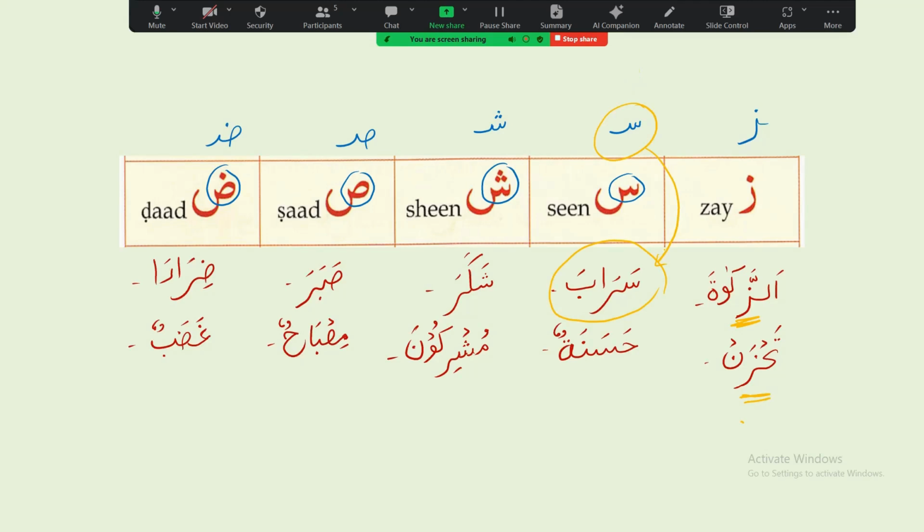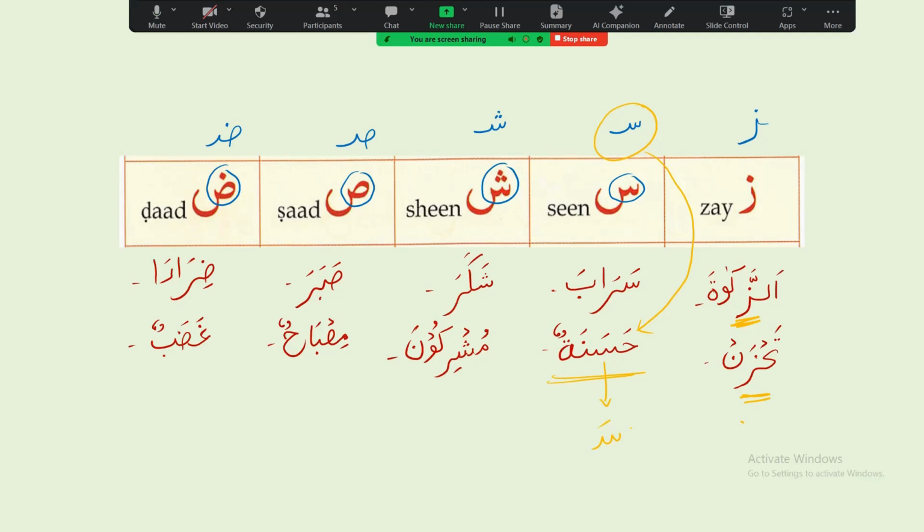Saraba. Seen here is at the start. Okay, let's see the example of this letter when it comes in the middle now. Seen when it comes in the middle is in this word here. Hasanatun. Hasa. This is Seen here, sisters, right? This thing here.